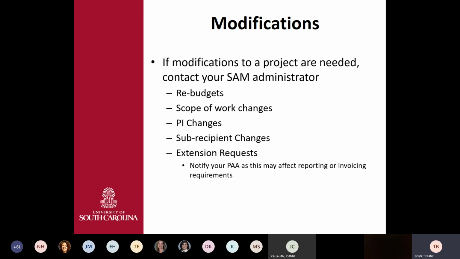We also encourage you to notify your PAA because it can affect reporting and invoicing requirements, especially if you're requesting an extension or you're changing the scope of work or you're doing a rebudget. Obviously that will affect reporting and the invoicing. So always loop in your PAA as well.